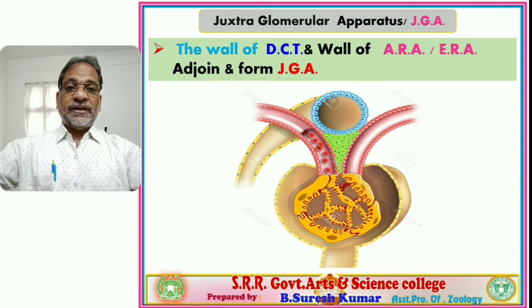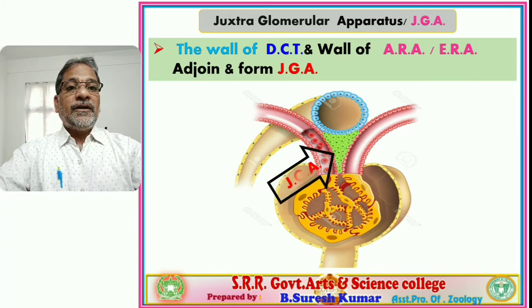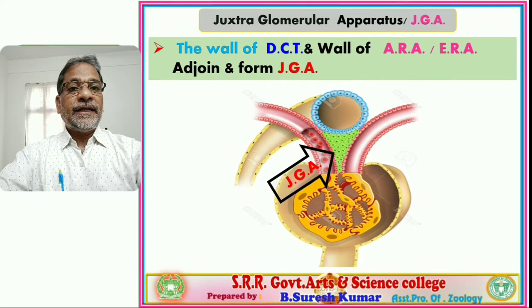Let us see the visual representation. You observe this visual representation. So this is the juxtaglomerular apparatus, the green colored portion. You observe, this is the juxtaglomerular apparatus. Follow it.